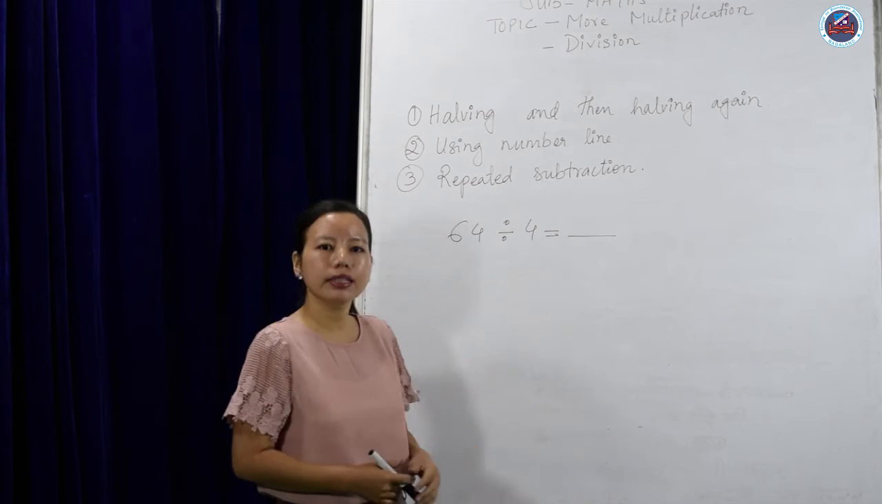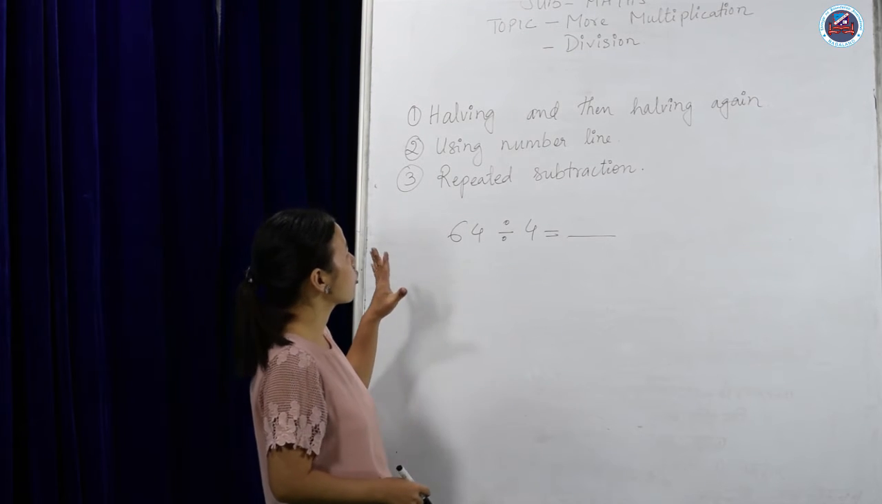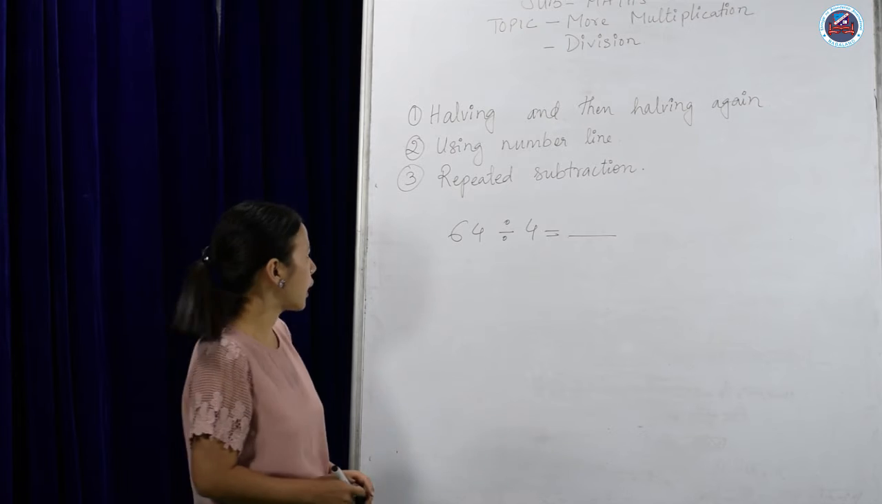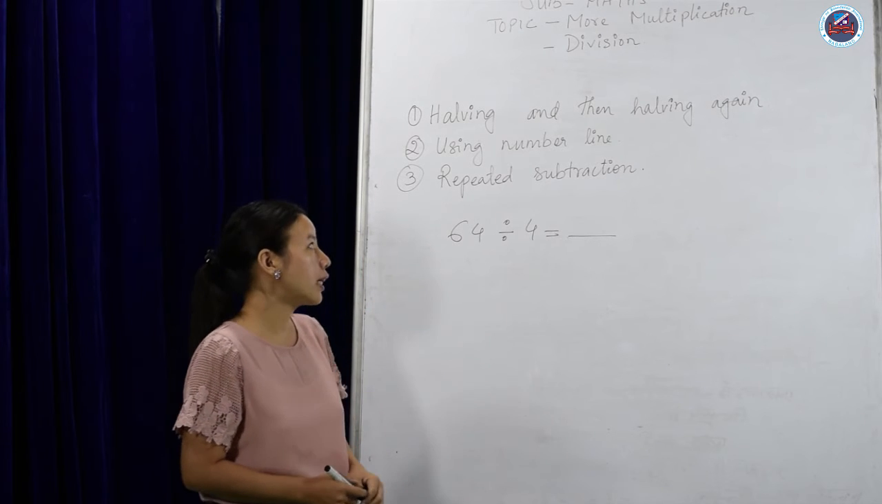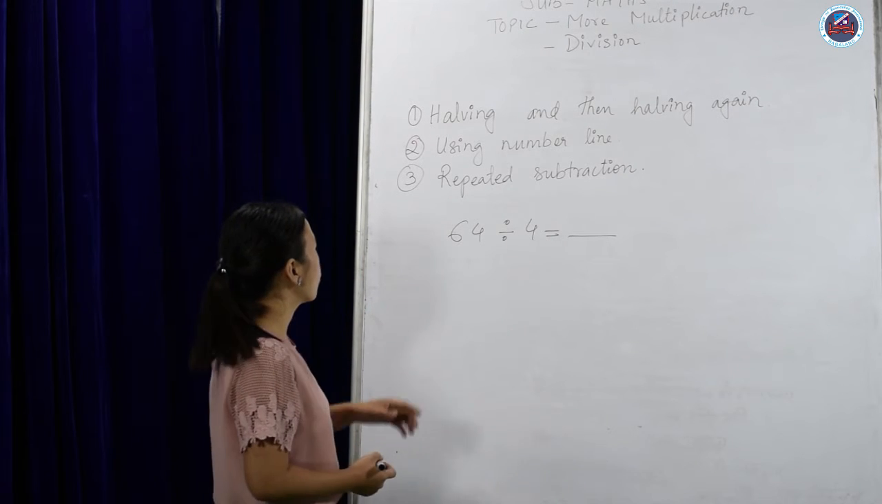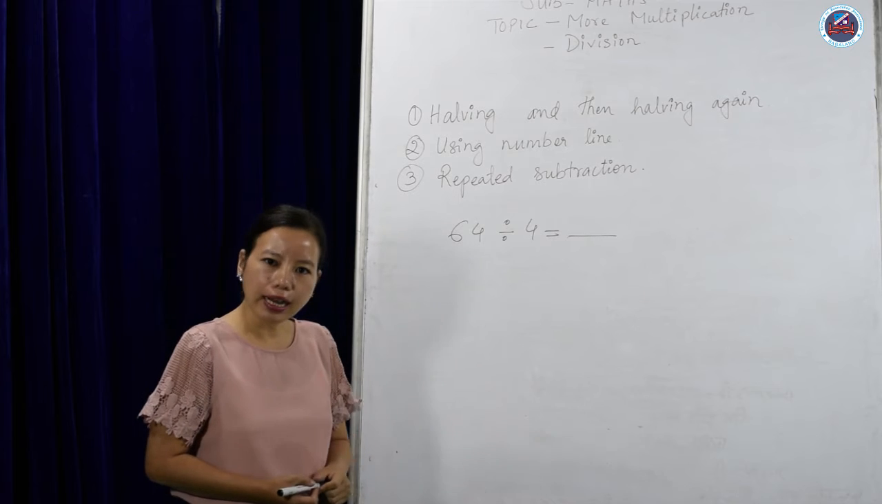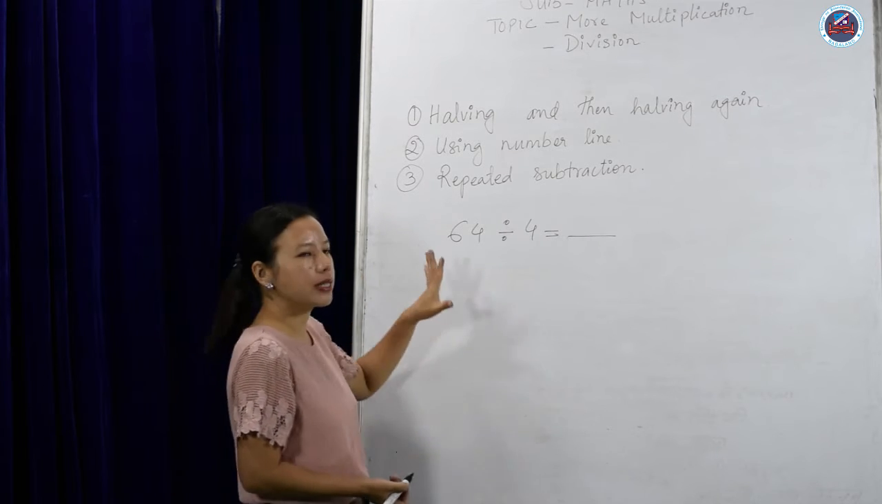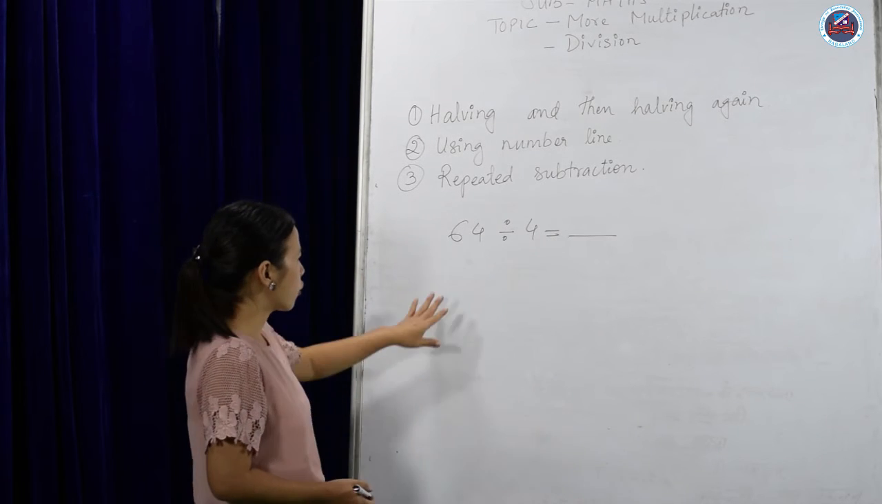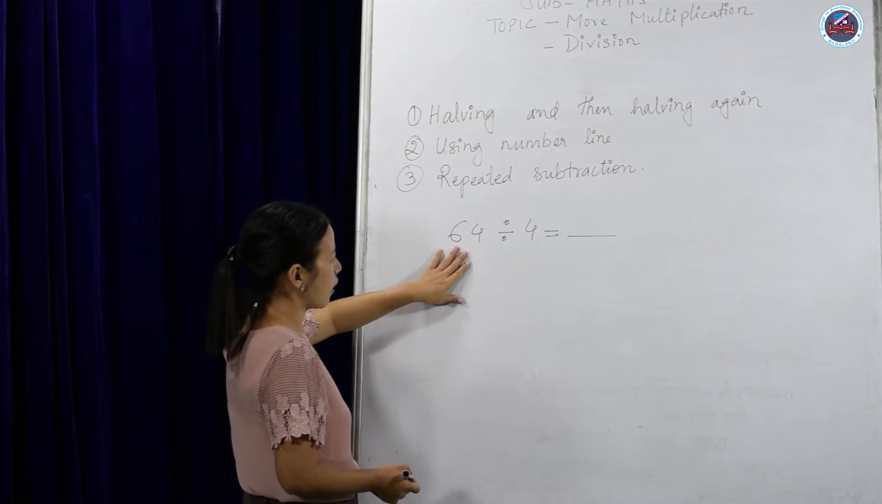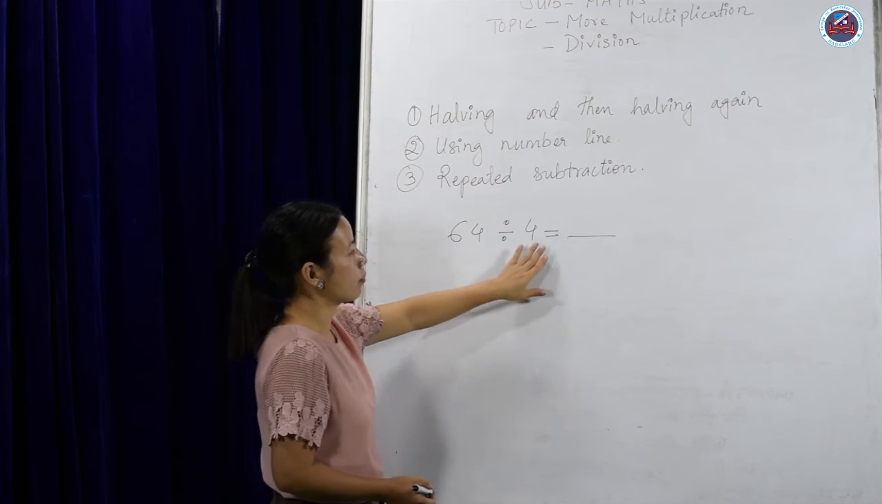We will go to the divisions now. So we have three strategies which we're going to learn today. The first one is halving and then halving again. The second one is using a number line, and the third one is repeated subtractions. Okay? So we have this division question over here, that is 64 divided by 4.